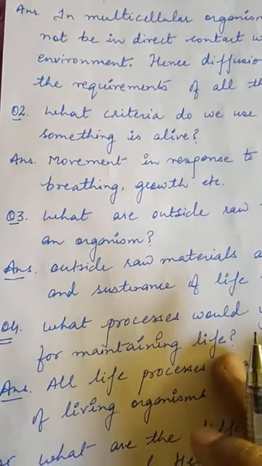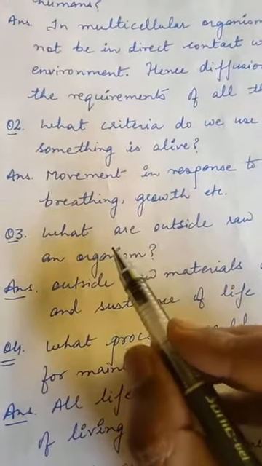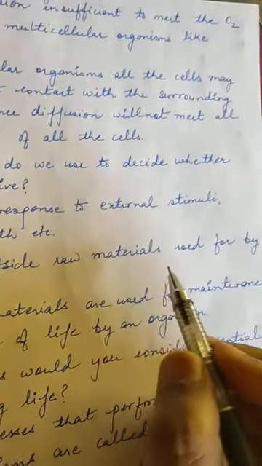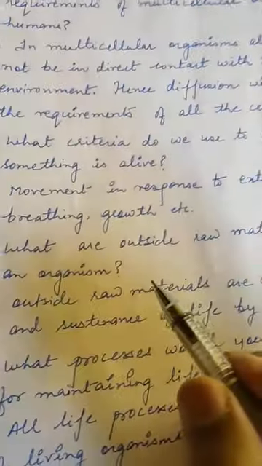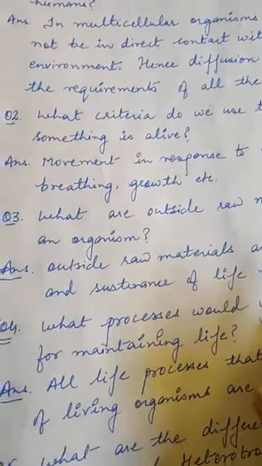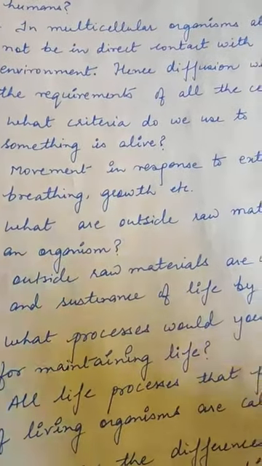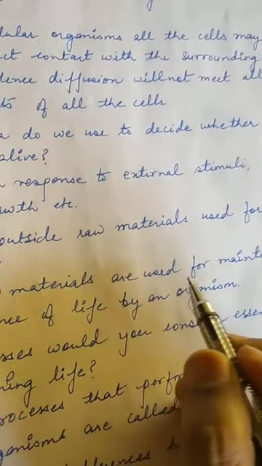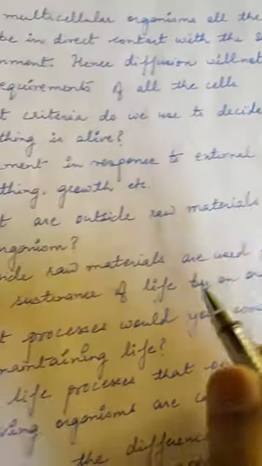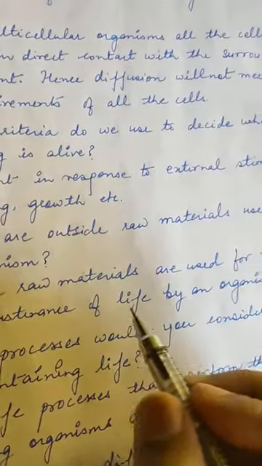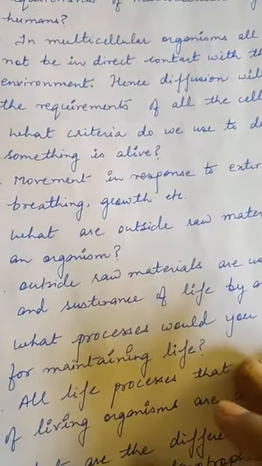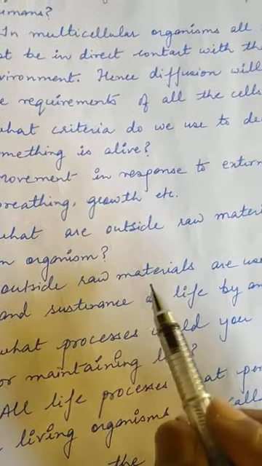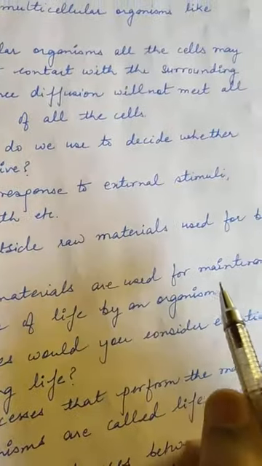Clear? Now the third question, what are the outside raw materials used for by an organism? So what are the outside raw materials that are used by an organism? Outside raw materials are used for maintenance and sustenance of life by an organism, right? For the sustenance of life, they require raw materials, right? That is essential for them. Clear?